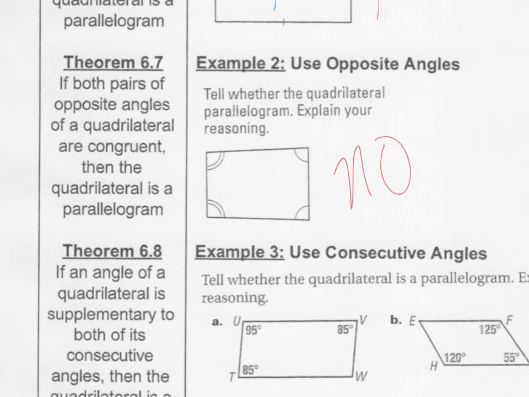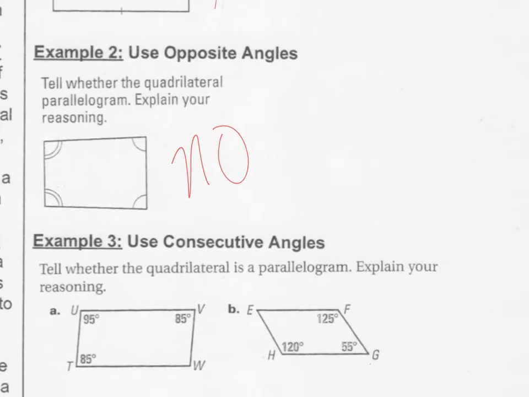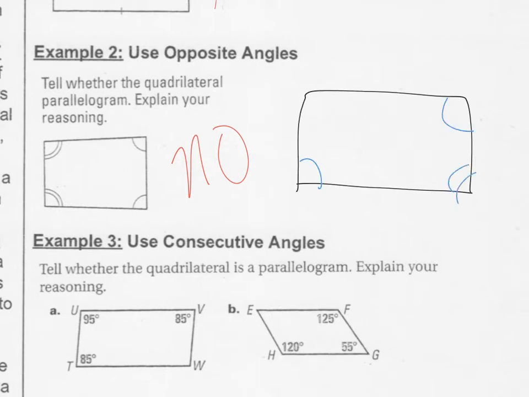It's not a parallelogram. An example of one that was, if I wanted to draw it, would simply look like this, and we'd say, okay, this side's equal to this side, and this side is equal to that side. That shows that the opposite sides are parallel to one another. Okay?